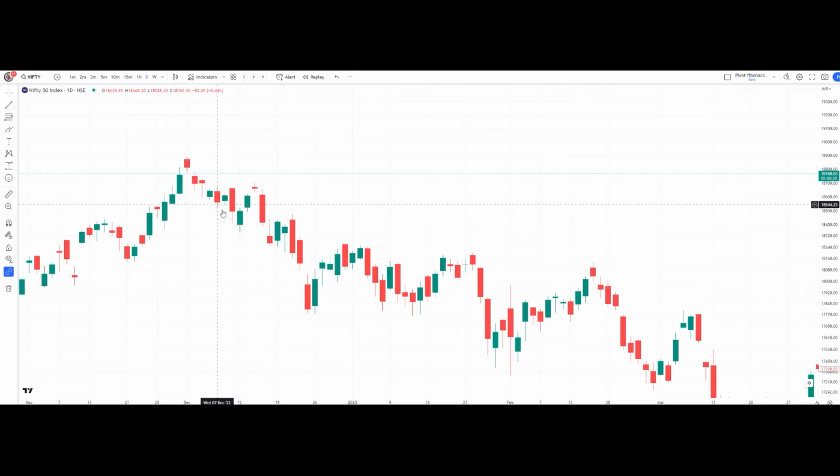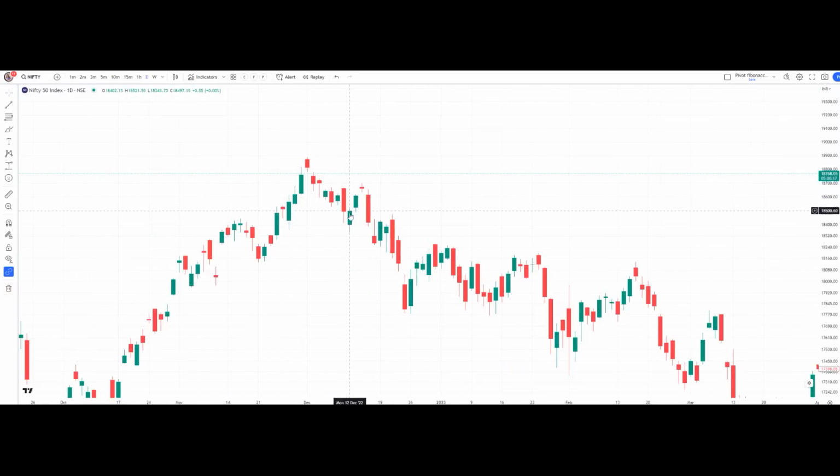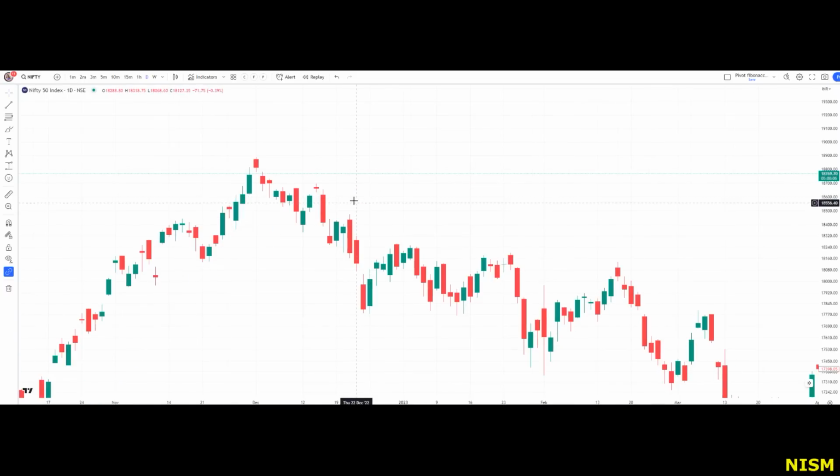That is, after a small fall, what happened? Nifty went up, that is pullback happened, and after that we got a doji candle here, that is on 14th of December. Okay, and after that again the next day we got a red candle. This red candle is lower than this doji candle's low.